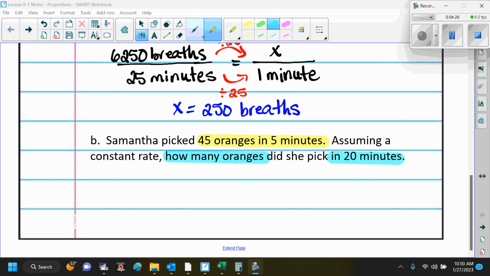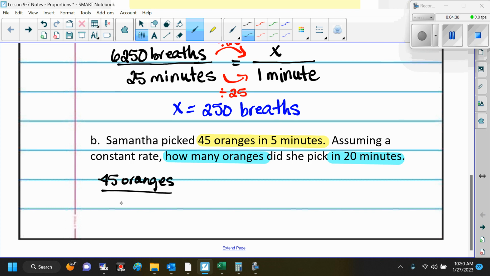Okay, so we have, it says Samantha picked 45 oranges in 5 minutes. Assuming a constant rate, how many oranges did she pick in 20 minutes? So the original ratio that we're starting with is 45 oranges in 5 minutes. Now, we want to know how many oranges, that's the x, that goes up here, how many oranges did she pick in 20 minutes? Is everybody with me?